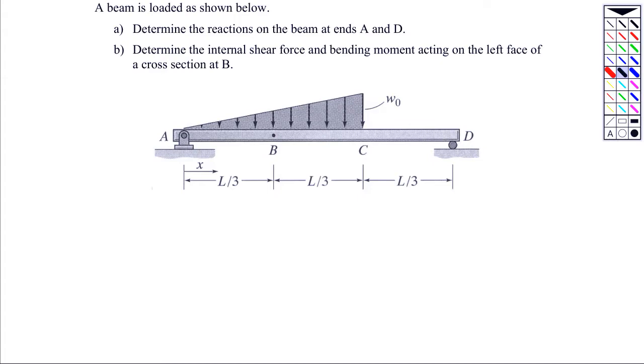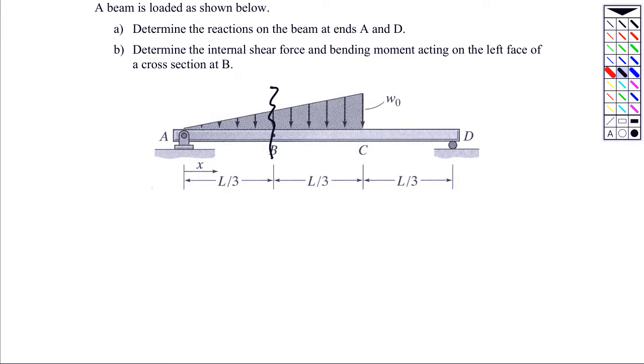In this example, we're asked to look at this simply supported beam, which is loaded with this triangular load that extends from A to C. Two things we're asked to find. One is, what are the reactions of the beam at ends A and D? And B, if we would make a cut through B, what shear force and what bending moment would we expose there in the left face of the cut at B? We're going to do this problem obviously in two parts, A and B.